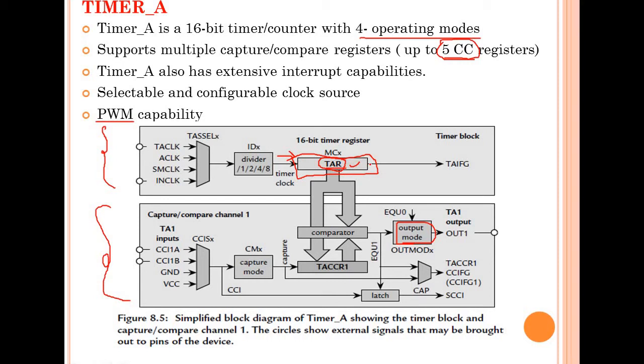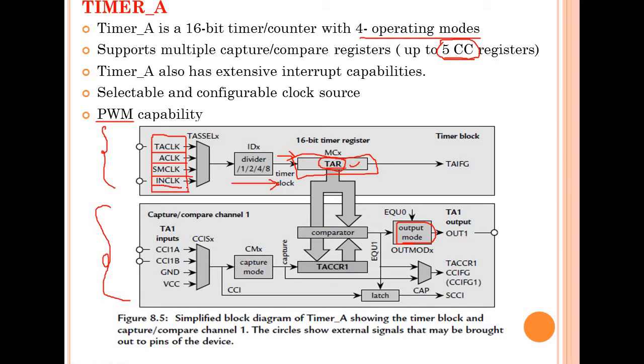And this counting period depends on the timer clock coming from this divider block. See here what is happening. In total there are 4 selectable clocks which can be given to the timer. The first one is TA clock, Timer A clock. Second one is A clock, auxiliary clock. Third one is SM clock, subsystem master clock. Fourth one is IN clock, timer in clock.